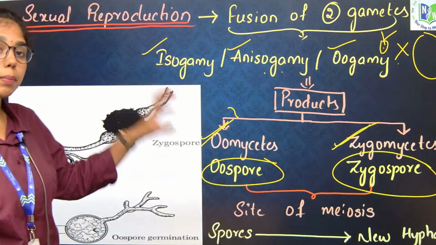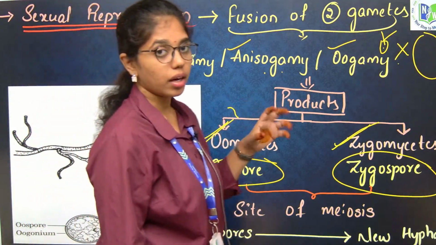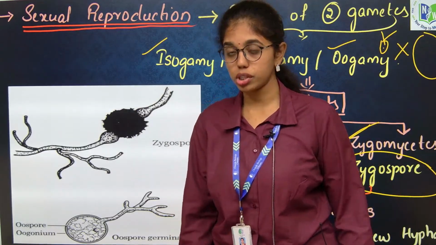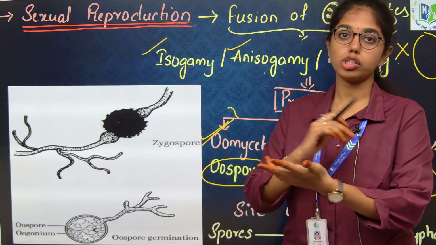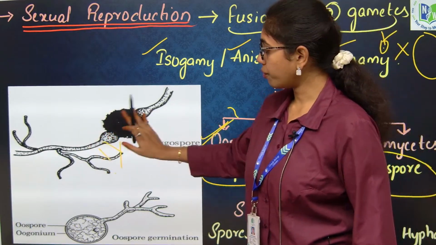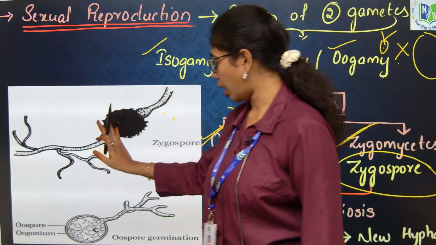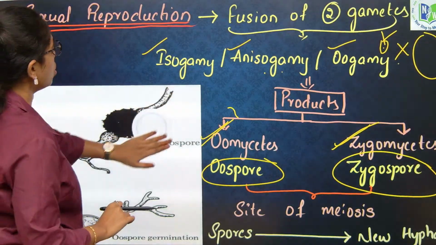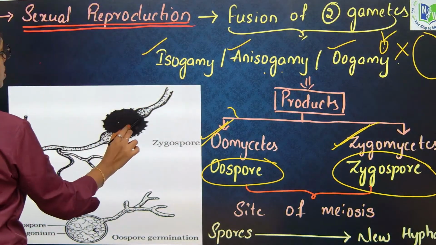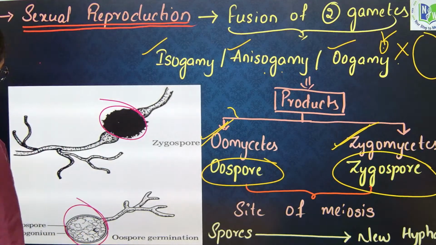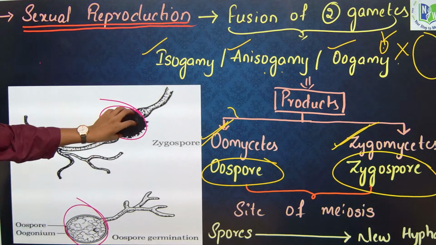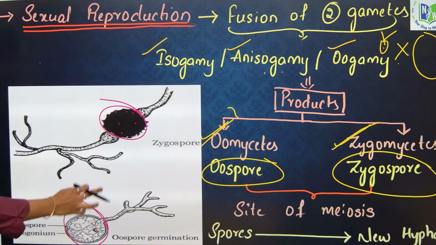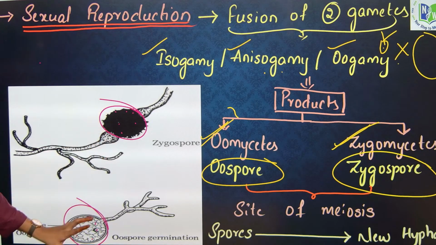As this is the primitive class of fungi, primitive fungi or algal fungi, it does not have the 3 stages of sexual reproduction. Those are plasmogamy, karyogamy and meiosis will not happen. Just fusion of the hyphae will result in the formation of zygospore in Zygomycetes and oospore in Oomycetes. Okay? And these are the sites of meiosis. Zygospore here and here the oospore, these will be the sites of meiosis.